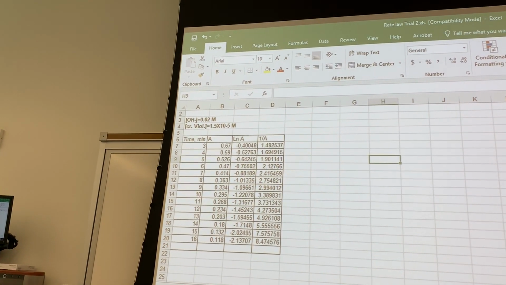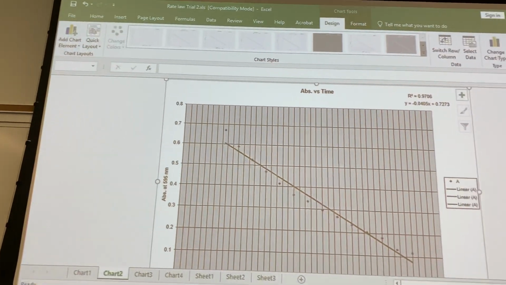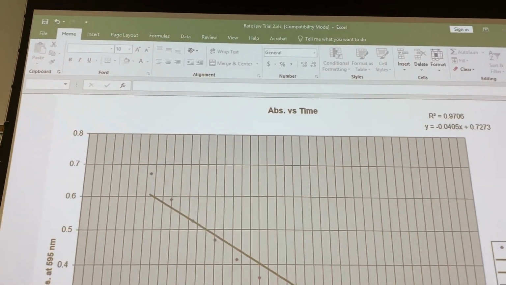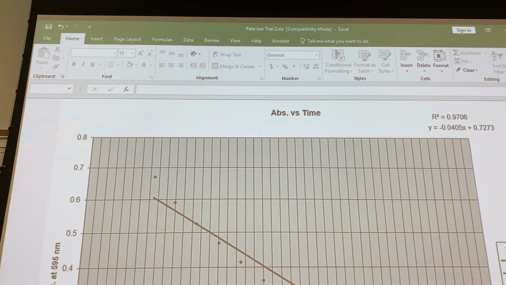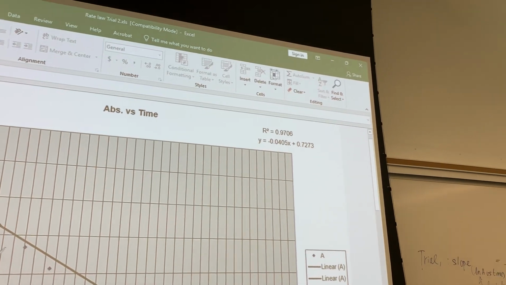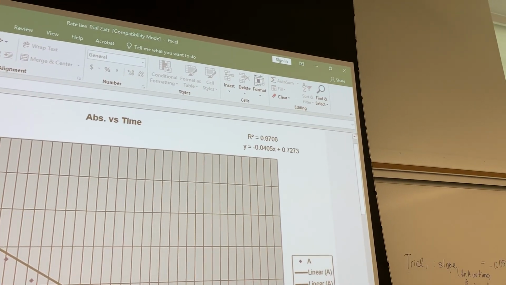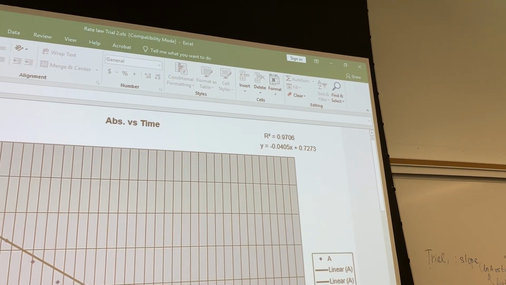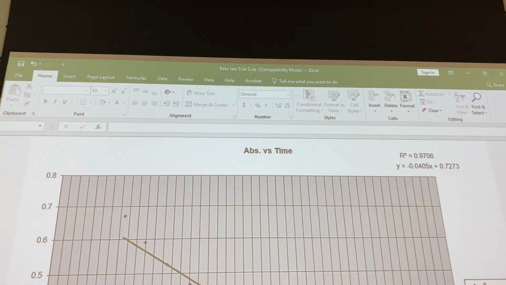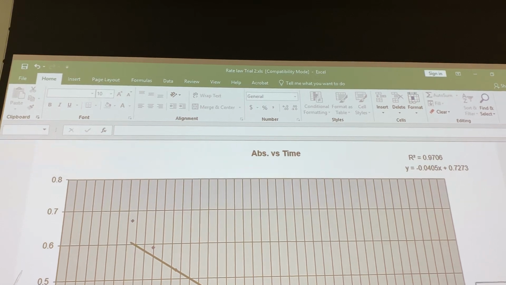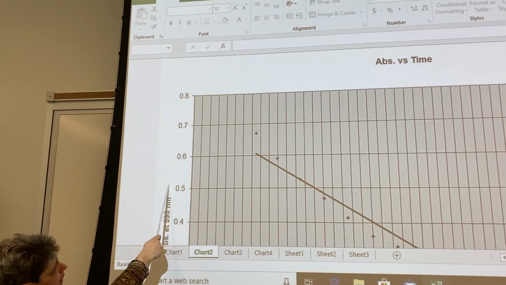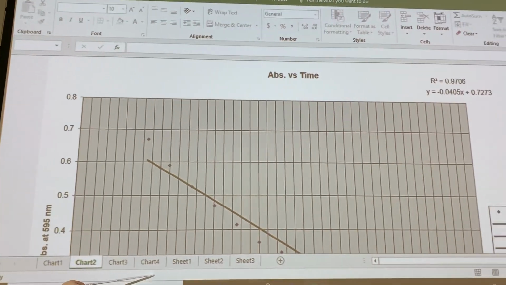So once again, we're starting with absorbance versus time for this trial. We'll make it a little bigger. So our R squared value for this one is 0.97. And you see I also got an equation of the line. By the way, notice how you should title your graph. So this one would be absorbance versus time. Remember, we always title the graph using y value versus x value, dependent variable versus independent variable.